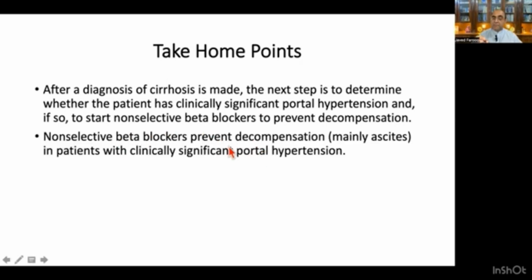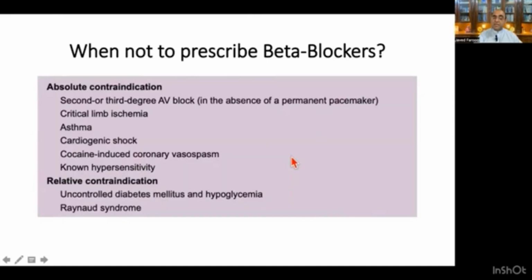The role of using beta blockers is not only the prevention of the variceal bleed or the development of a secondary bleed. This is the prevention of the decompensatory event, and mainly the ascites. So you have made a diagnosis, the patient has cirrhosis, and you think the patient has clinically significant portal hypertension, and you want to start this patient on the beta blocker. But what are the contraindications when you want to start the patient on a beta blocker, but you shouldn't?